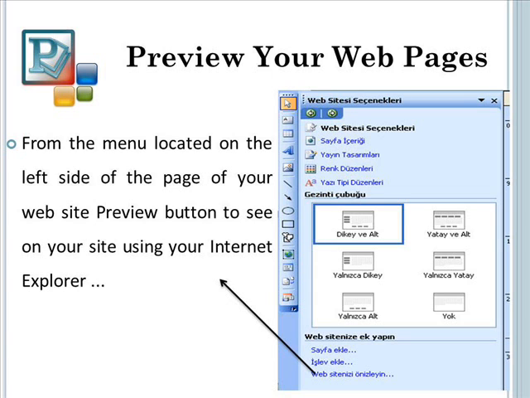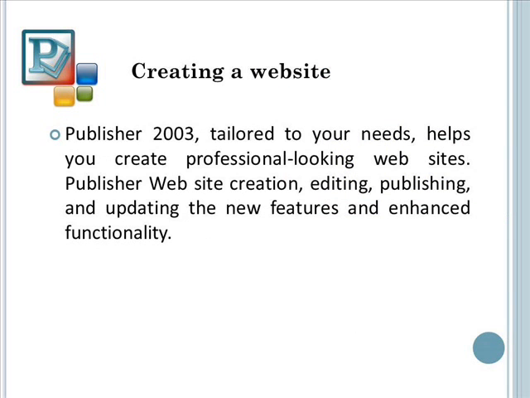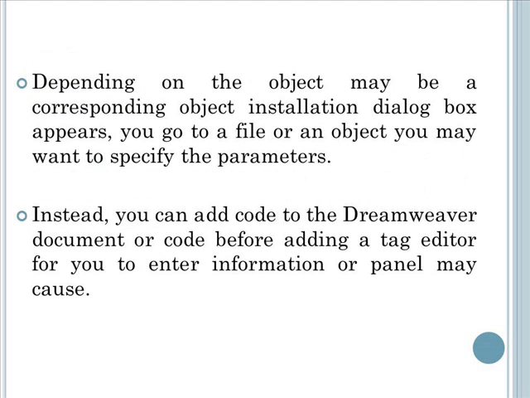Publisher 2003 helps you create professional-looking websites tailored to your needs. It has new features and enhanced functionality for website creation, editing, publishing and updating. Depending on the object, a corresponding object insertion dialog box may appear. When you go to a file or an object, you may want to specify the parameters.